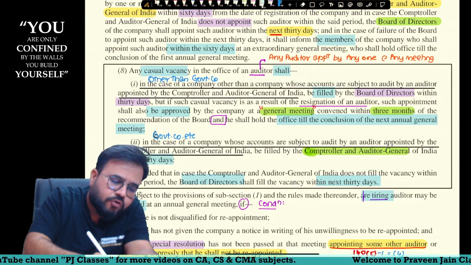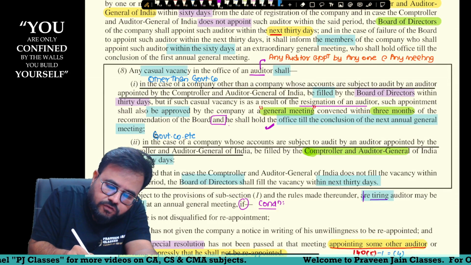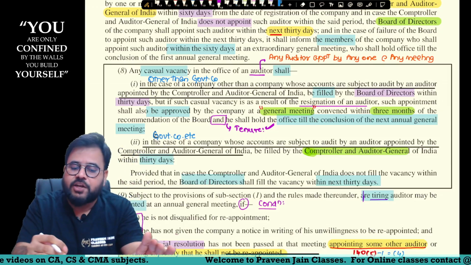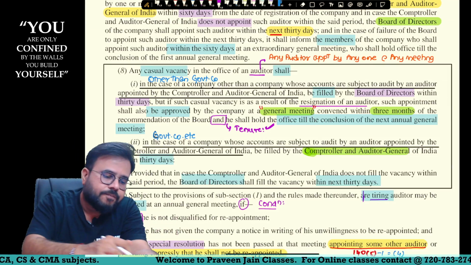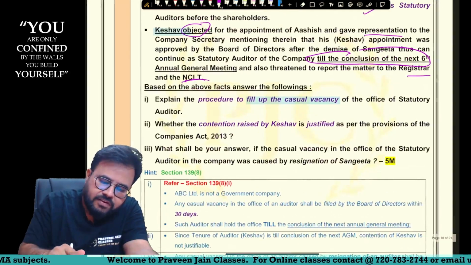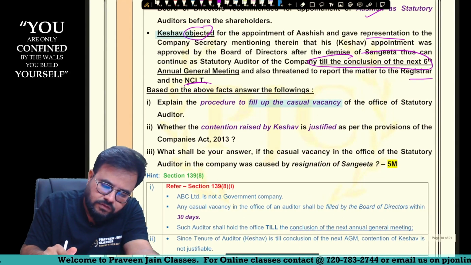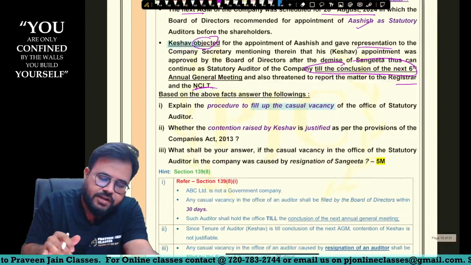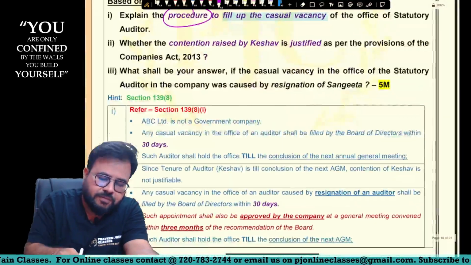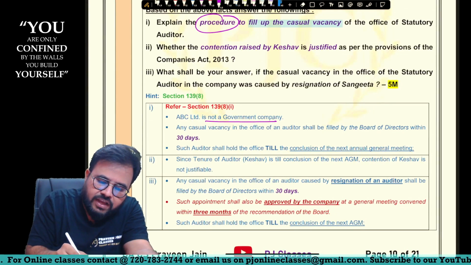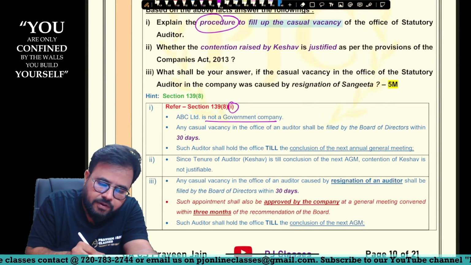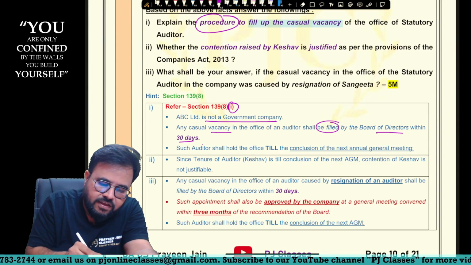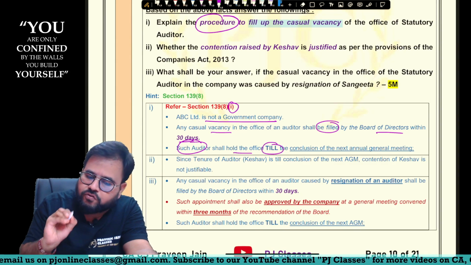So here you have to observe this particular point also, sir. This point is talking about tenure. So his tenure is he will continue till the conclusion of the next AGM, sir. So Mr. Keshav, you cannot continue beyond it. So what is the procedure, sir? The procedure is very simple. ABC Limited is not a government company. So obviously clause 1 will be applicable. Any casual vacancy in the office of auditor shall be filled by the board of directors within 30 days. Such auditor shall hold the office till the conclusion of the next AGM, sir.